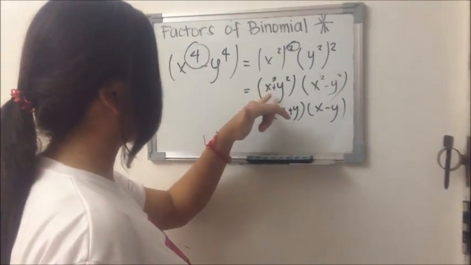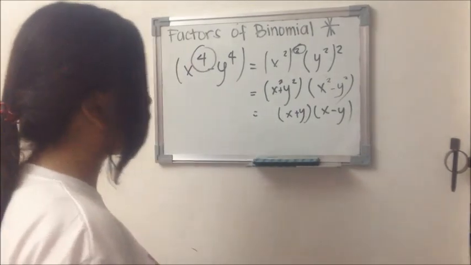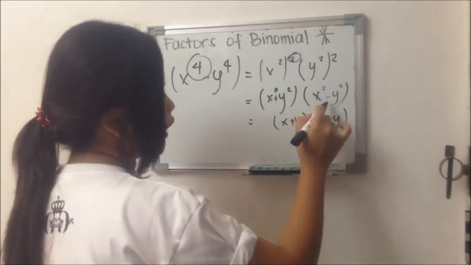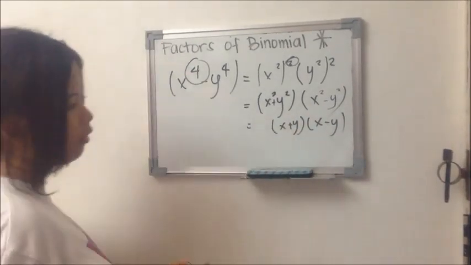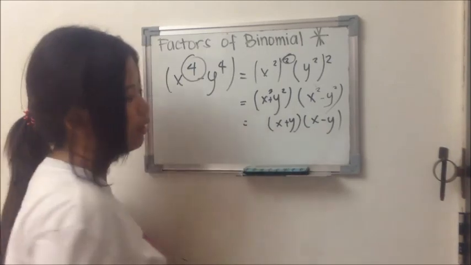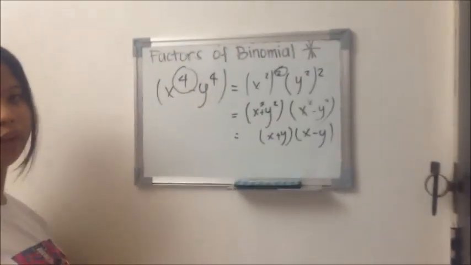It will become x to the second power plus y to the second power, in open parentheses, times x to the second power minus y to the second power. The answer is x plus y, in open parentheses, times x minus y, in open parentheses.